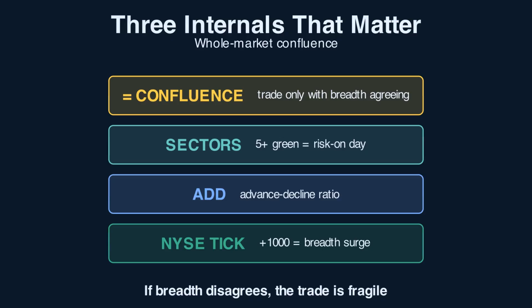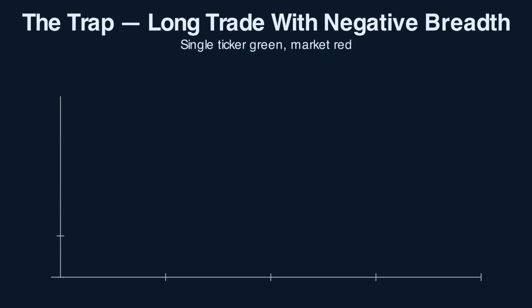3. Sector breadth. At least 5 of the 11 S&P sectors green is a risk-on day. The reverse is risk-off. When your individual trade direction aligns with all three internals, you have whole market confluence. When it conflicts, you're fighting breadth. Watch this in a synthetic chart.